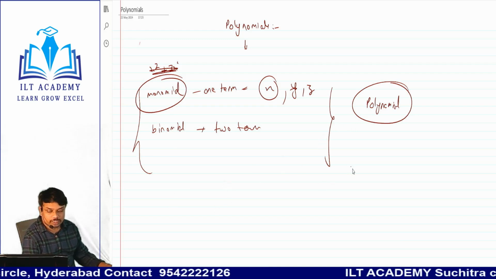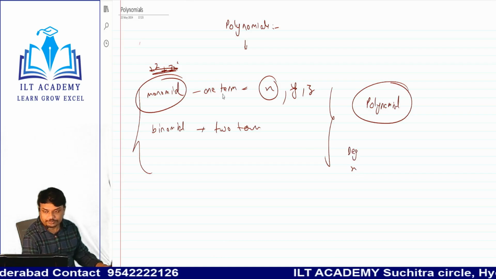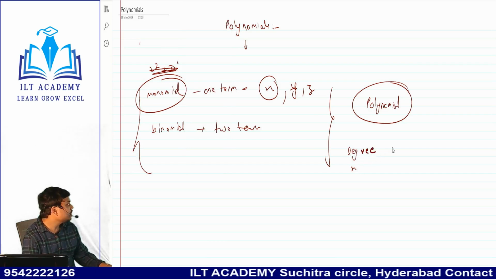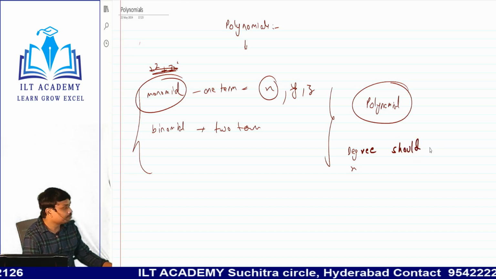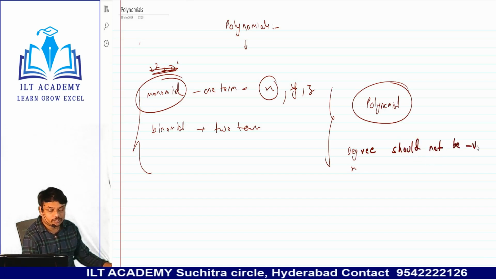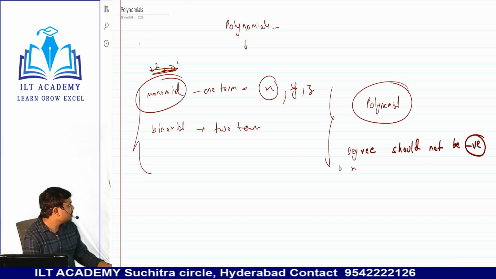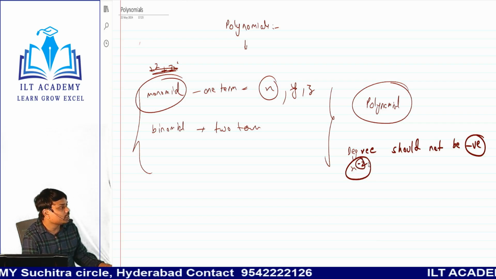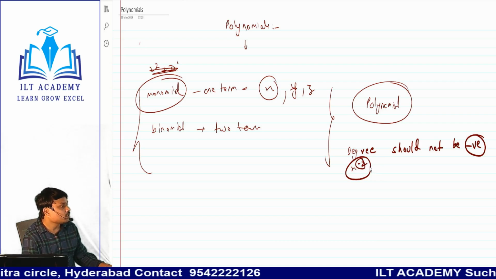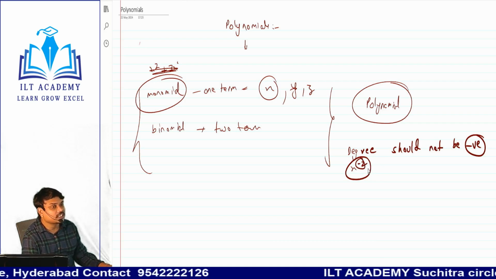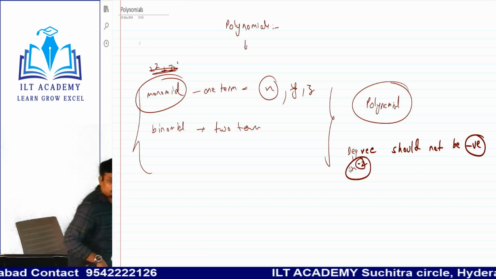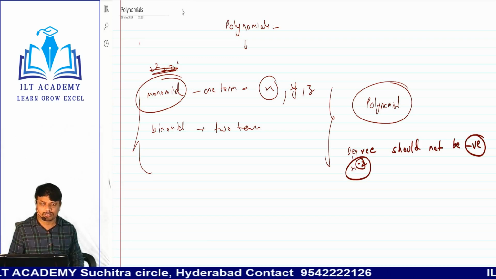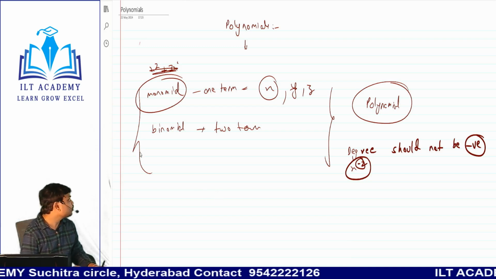The polynomial degree should not be negative. Sir, what do you mean by negative? x power minus 2. Now if you see, what is the degree here? The power is minus 2. Clear? So a polynomial should not consist of a negative power. Any doubts? Clear? Polynomial degree should not be negative.